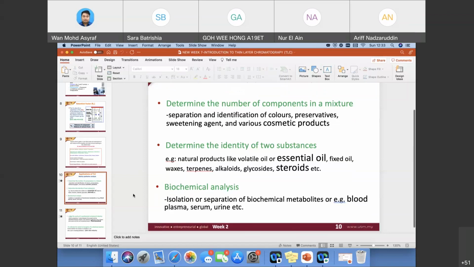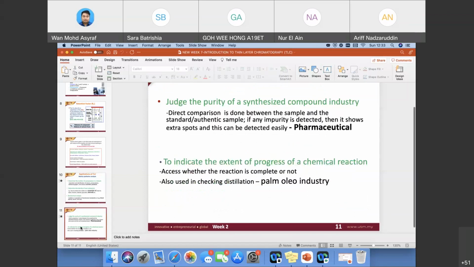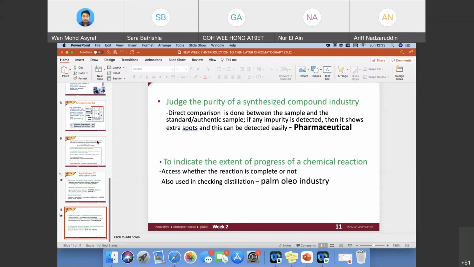And then we can see that in terms of biochemical analysis, in terms of the biochemical metabolites. Also, to judge the purity of the synthesized compound in industry. This is what I've mentioned before. When you see that you have your reactant A, reactant B, and your product C, it shows that the reaction has not finished yet because A and B have not been completely converted to C. And lastly, to indicate the extent of the progress of the chemical reaction. This is what I mentioned before. So that is all for TLC.